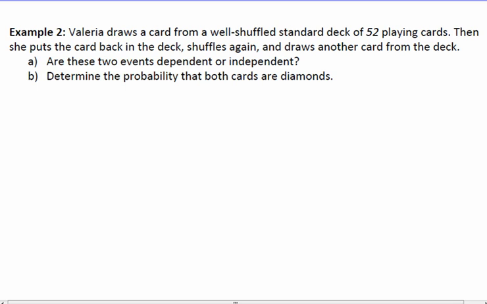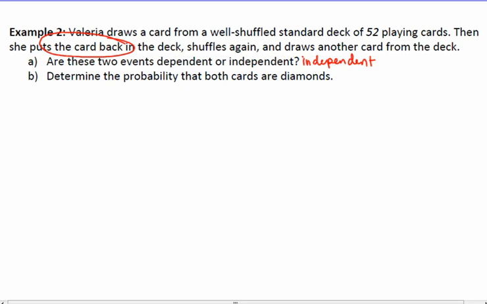That's a pretty name. Valeria draws a card from a well-shuffled deck of 52 cards. Then she puts the card back. Dependent or independent? Independent. Why? Because she puts the card back, so the second probability is not affected by the first.